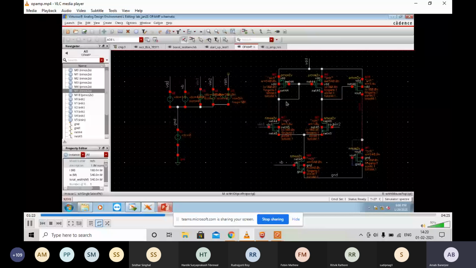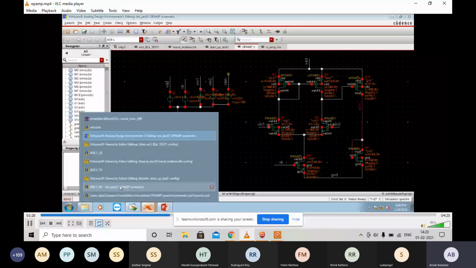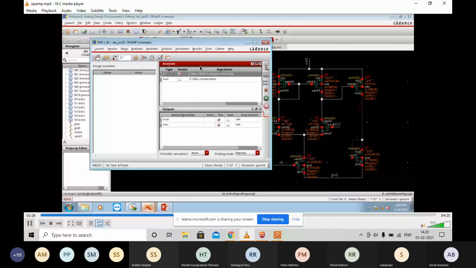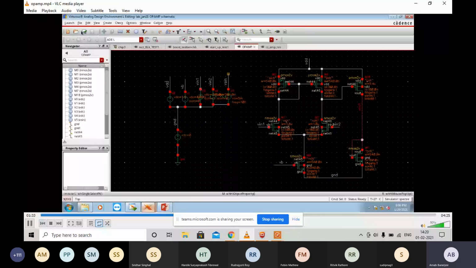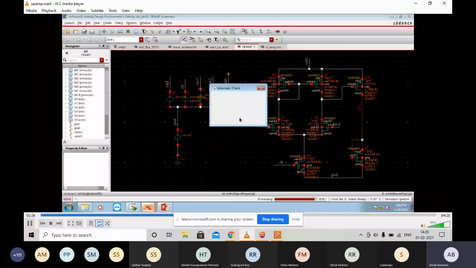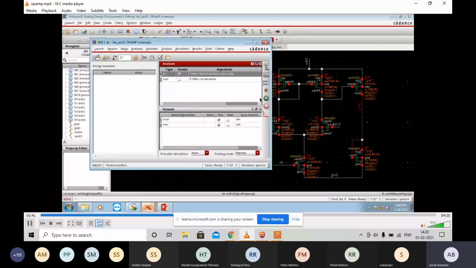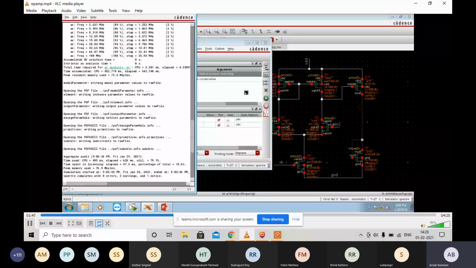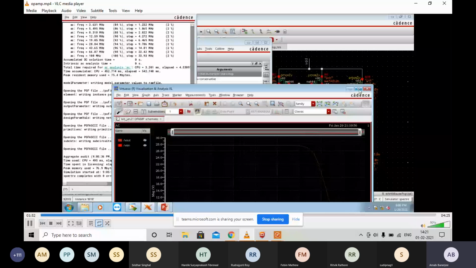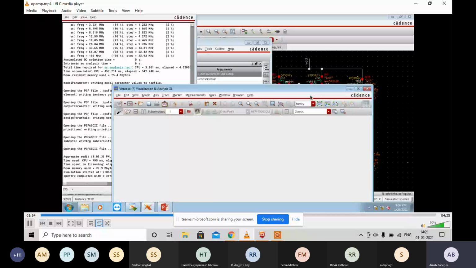So we can just run the simulation, the AC simulation. We have to check and save. The error is because the V sine is not connected anywhere. When you have any open wire, it will give you a warning. This is the output. Our input was 1 volt and our output is 28 volts.